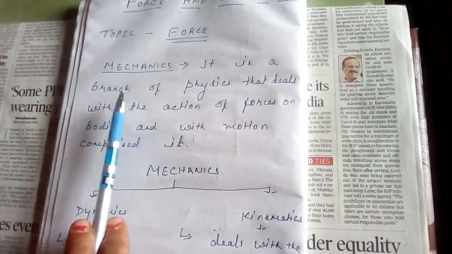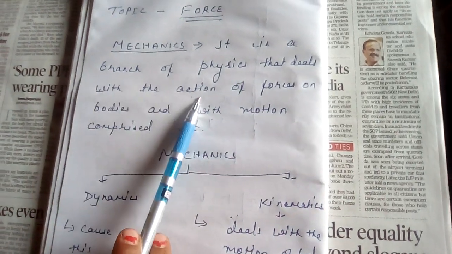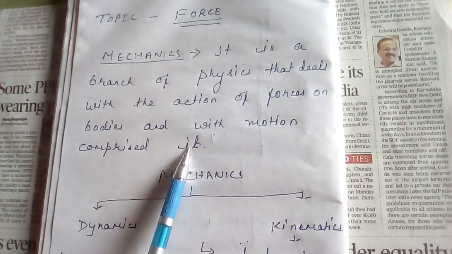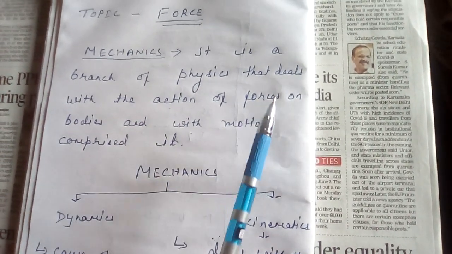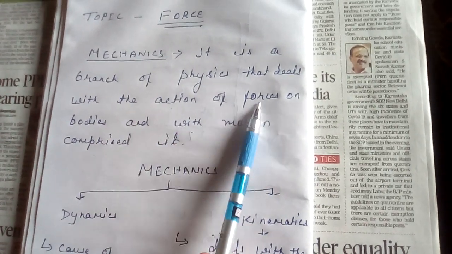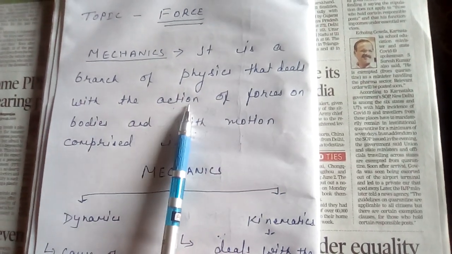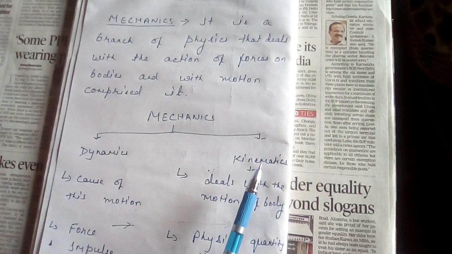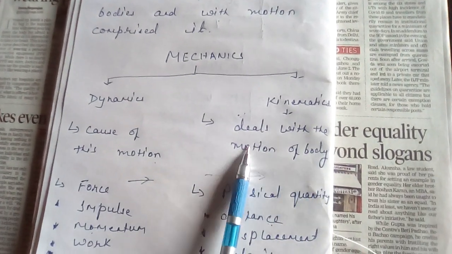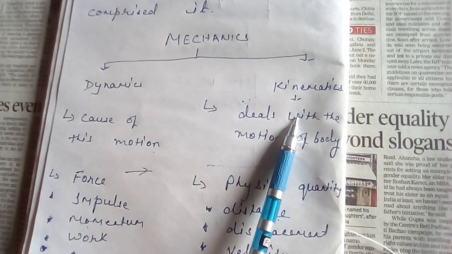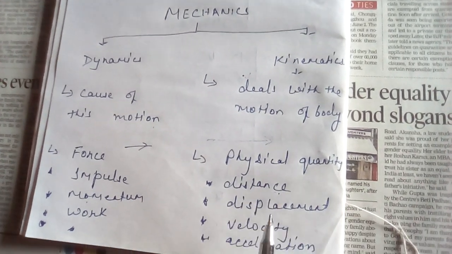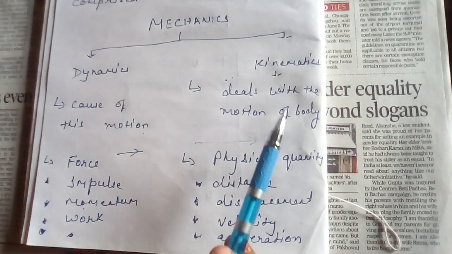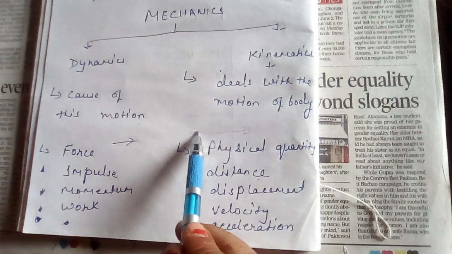Mechanics is a branch of physics that deals with the action of forces on bodies and with the motion comprised in it. Naturally, to bring a body into motion, the action of forces is applied. There should be action of forces. So mechanics is of two types: dynamics and kinematics. Kinematics deals with the motion of the body. If I talk to you about distance, displacement, velocity, acceleration, very easily you can understand that we are talking about the body which is in motion.